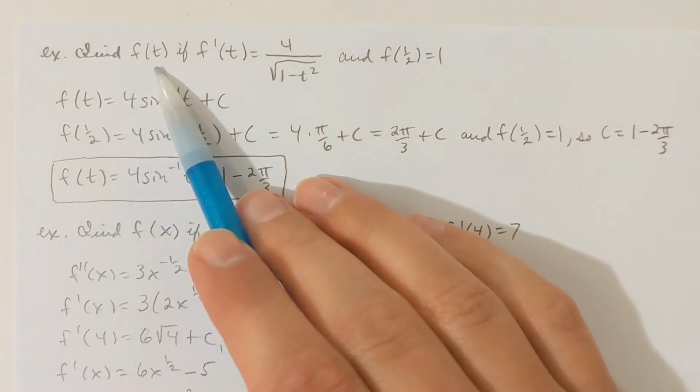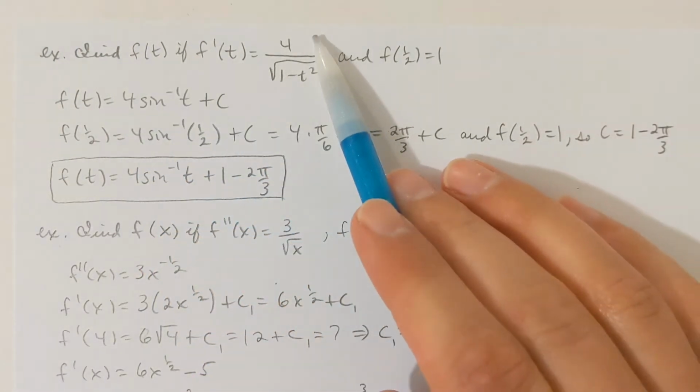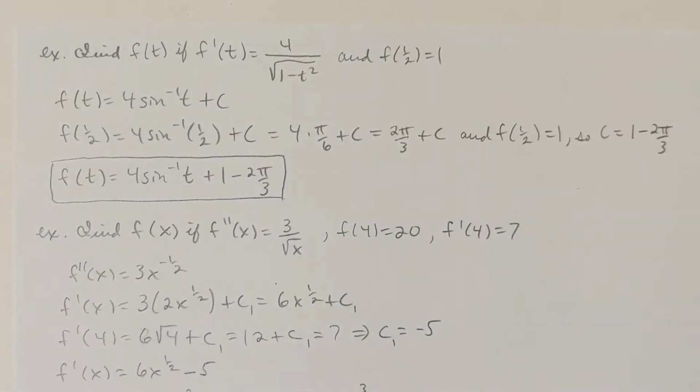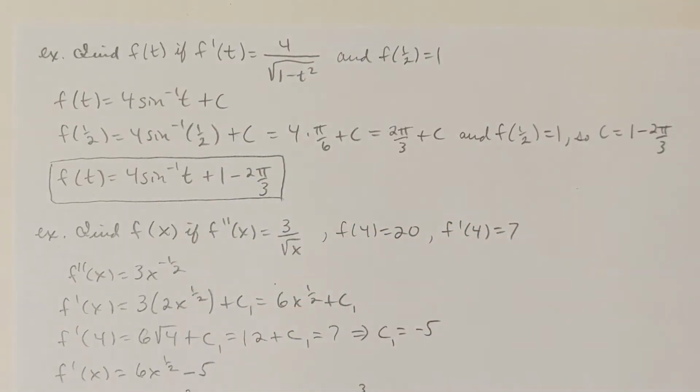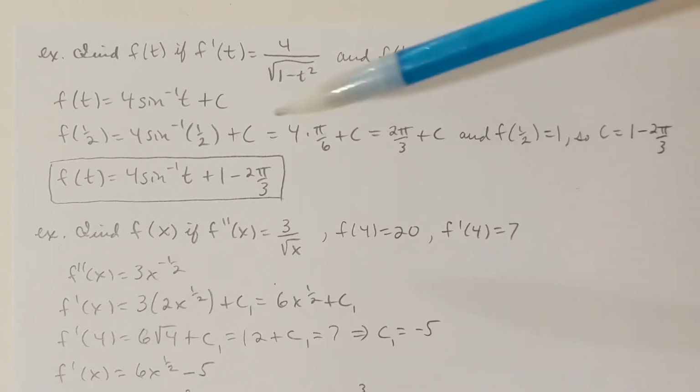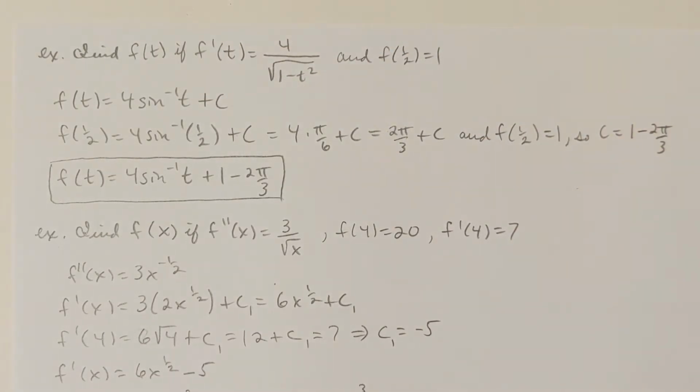Here's one. We want to find f of t if f prime of t is 4 divided by the square root of 1 minus t squared, and f of 1/2 equals 1. Okay, so let's first find the general antiderivative. 4 is a constant, so I can leave that alone. Constants can come out of antiderivatives just as constants can come out of derivatives. And so I need to think of a function whose derivative is 1 over the square root of 1 minus t squared. The derivative of sine inverse of t is 1 over the square root of 1 minus t squared. Okay, and then I'd want a plus c there at the end.